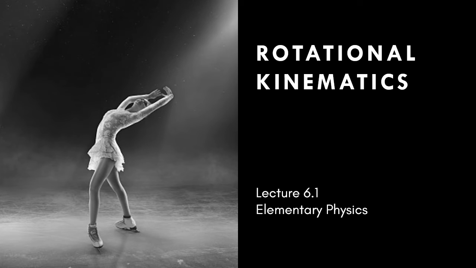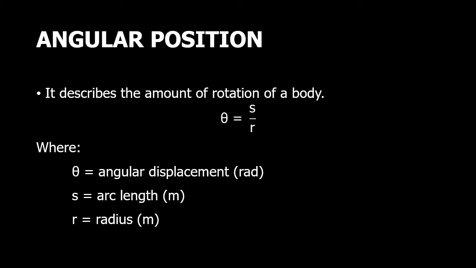Rotational kinematics. Simply speaking, rotational kinematics are just an adaptation of the 1D kinematics which were discussed previously. Pero dito, instead of using linear variables, we will use angular variables. So let's start with the simplest one, the angular position.